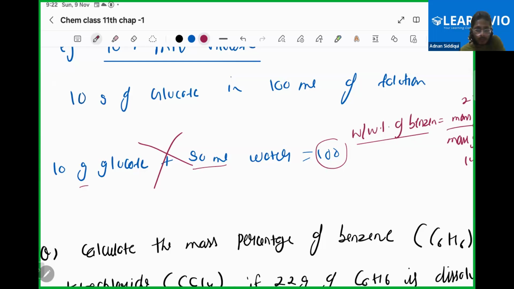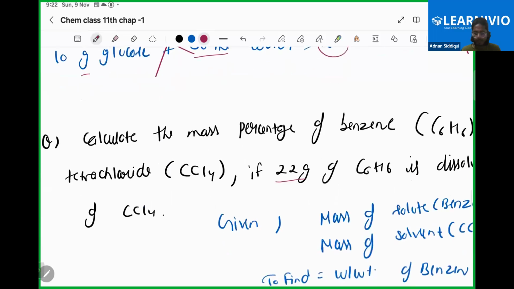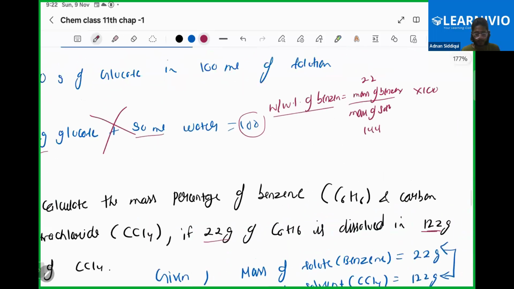So what we have studied so far is that only when you have weight by weight percentage can you predict the amount of solute. But if you have volume by volume or mass by volume, you are not able to predict the mass or volume of your solvent. This is a very simple question and we did this in the last class as well.